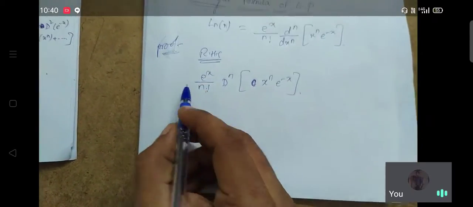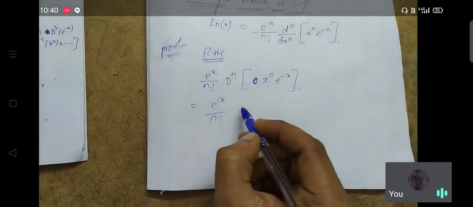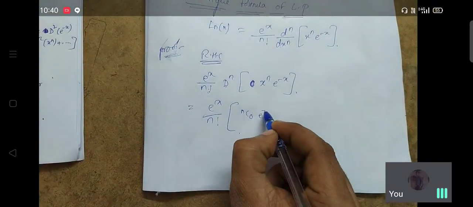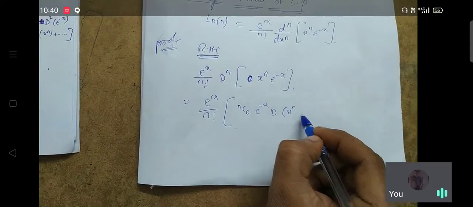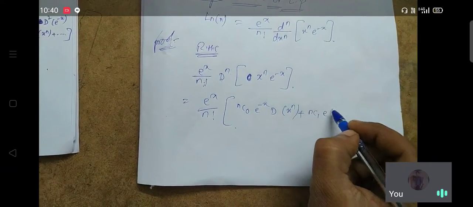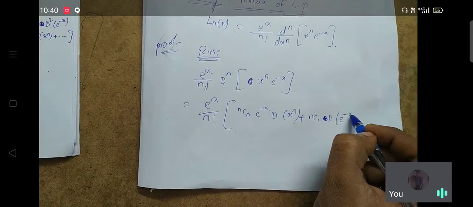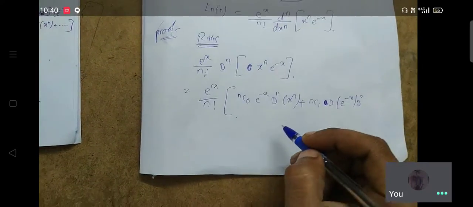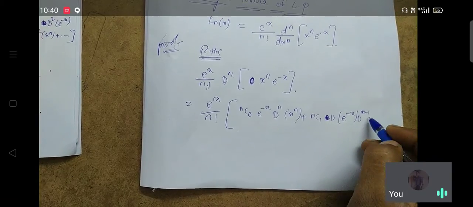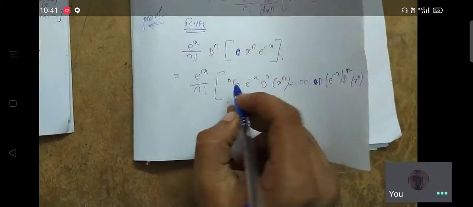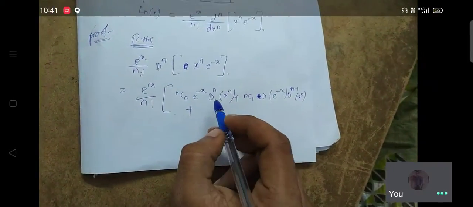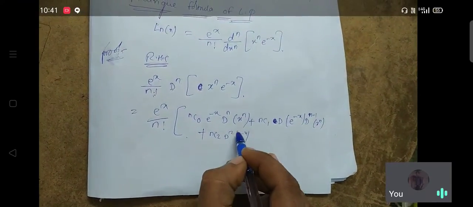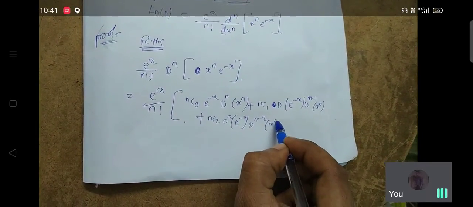So you know that e power x divided by n factorial, this is the nth derivative, so you can write nC0 e power of minus x D power n of x power n, plus nC1 D e power of minus x D power n minus 1 of x power n, plus nC2 D square e power of minus x D power n minus 2 of x power n, and so on.